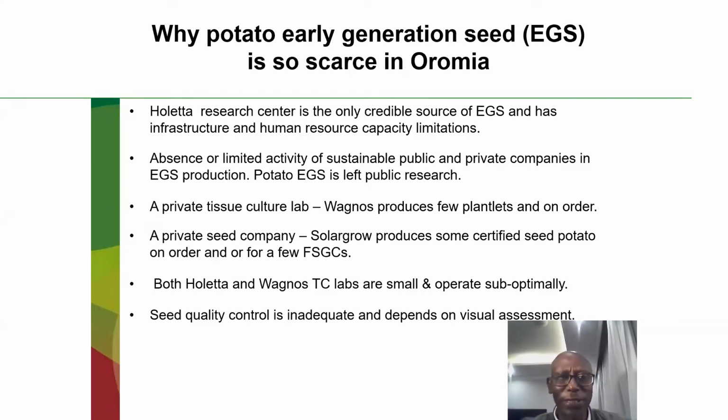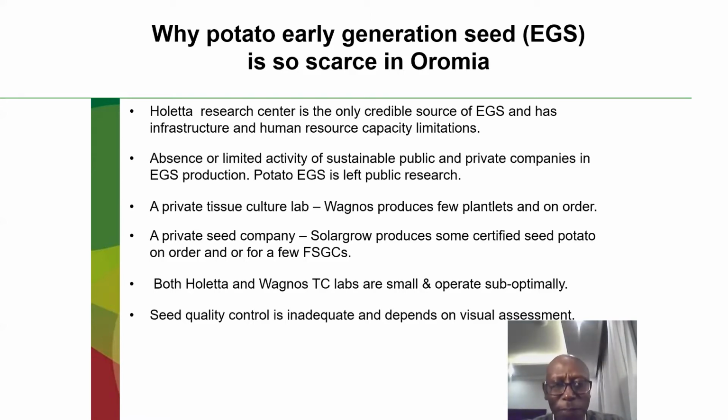However, there are some initiatives coming up. For example, there is Wagnos with the tissue culture lab, which produces some tissue culture plantlets. However, it's still inadequate, and they only produce on order. It's not readily available to everybody who comes in. You have to put in an order to get supplies. There is a private seed company, Soragro, which produces some certified seed beginning with mini tubers. Sometimes they also prefer to operate on order, and they also produce for a few farmer seed group cooperatives that are linked to them.